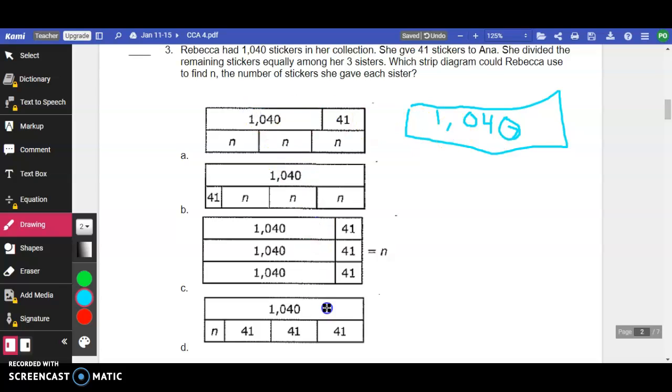So, which of these can we get rid of? We can get rid of A and D. Oh, not D, C. Which shows that we will get additional stickers. So our answer choices now are B and D.